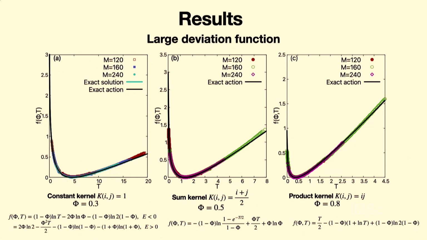So the first, from left to right, is constant, sum and product kernels, and I have plotted f of phi comma t with respect to t. This t that I am talking about is scaled time. And I've plotted it for different phi's, 0.3, 0.5 and 0.8. And the last line just shows the actual exact answers for each of these kernels. As we can see, at the typical time, this f of phi comma t goes to 0.